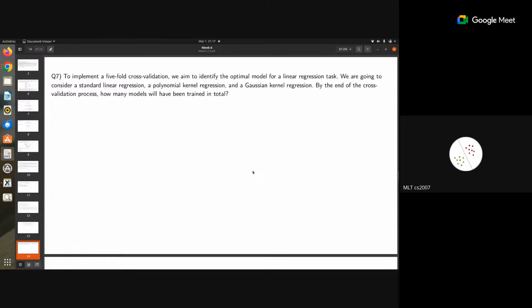But you will have to think about all these three. There are three regressions we have used for the same data set. Now, for standard linear regression, do you need to have the five-fold cross-validation technique? We can use it. It depends on the number of data points, it doesn't depend on what model you are using. So here, how many models are we having? Three models: linear regression, polynomial kernel, and Gaussian kernel. Into four? 3 into 4, 12.